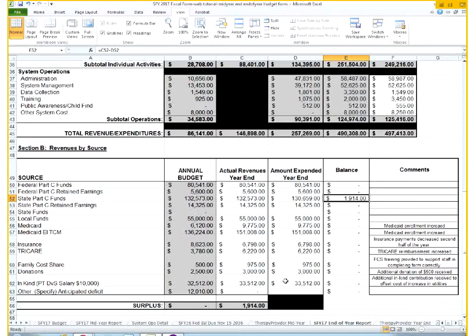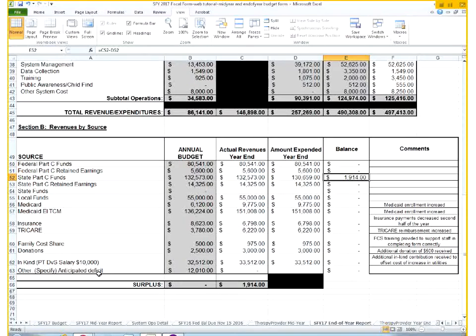Also, the amount, actually it doesn't total it here. You can see that we had an anticipated deficit of $12,000 that this local system has managed to not even have. So the money that we received, we were able to spend. Everything was fine. We balanced out with everything with that. That money was not needed.